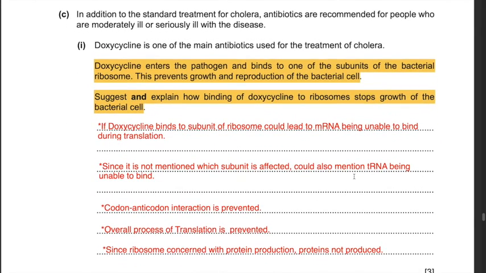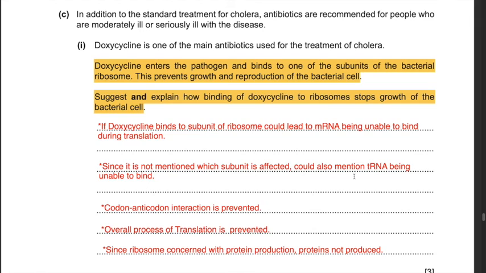Part C. In addition to the standard treatment for cholera, antibiotics are recommended for people who are moderately ill or seriously ill with the disease. Doxycycline is one of the main antibiotics used for the treatment of cholera. Doxycycline enters the pathogen and binds to one of the subunits of the bacterial ribosome. This prevents growth and reproduction of the bacterial cell. Suggest and explain how binding of doxycycline to ribosome stops growth of the bacterial cell.